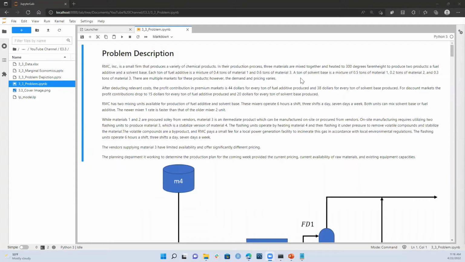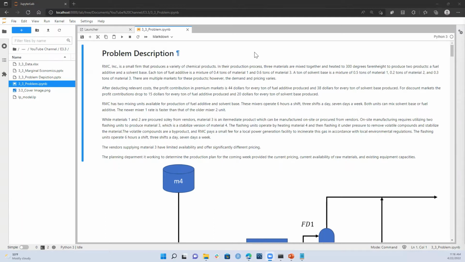We'll start today's problem by revisiting our problem description and noting the changes that we made for today's episode. For those that were with us in episodes 3.1 and 3.2, you'll recall that we're dealing with a firm, RMC Incorporated, that produces a variety of chemical products. In their production process, 3 materials are mixed together and heated at 300 degrees Fahrenheit to produce 2 products, a fuel additive and a solvent base.